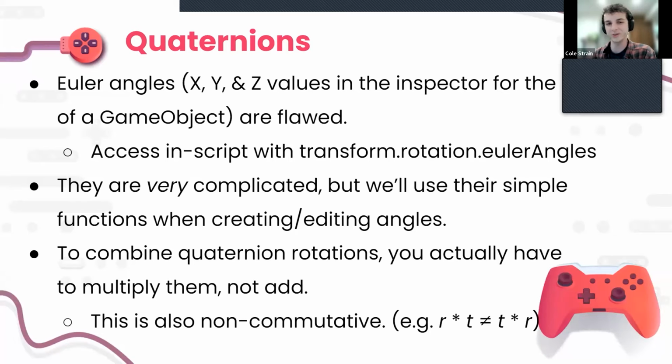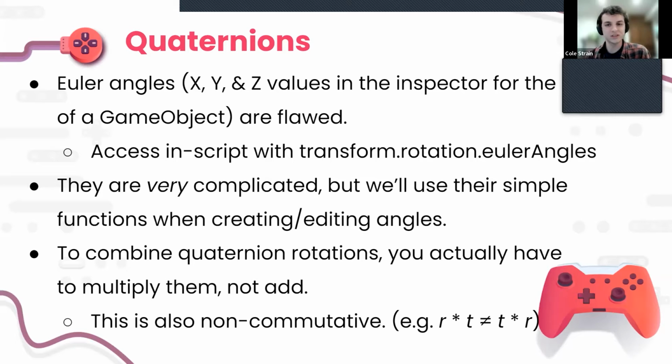Those are the Euler angles, and they're flawed because of something called gimbal lock, which is something that we don't have to talk about here, but if you take CS174A, you'll talk about it a bit, and it's fun. It's not fun, but it's interesting.